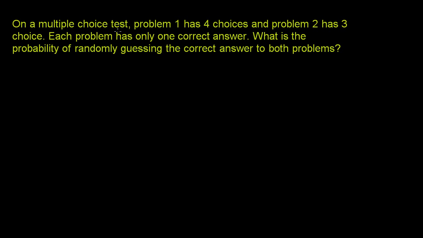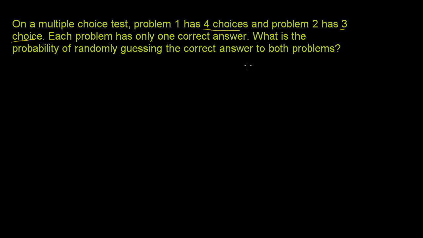On a multiple choice test, problem 1 has 4 choices, and problem 2 has 3 choices. Each problem has only one correct answer. What is the probability of randomly guessing the correct answer on both problems?